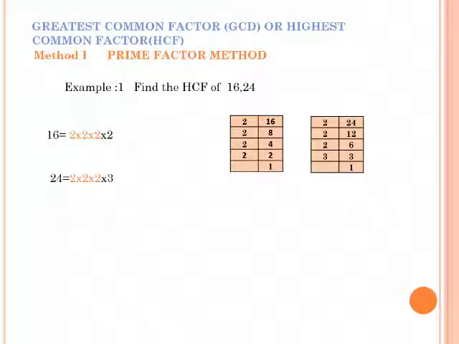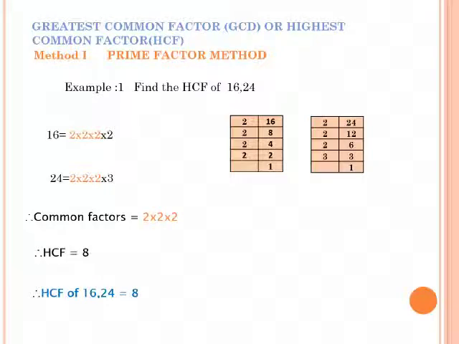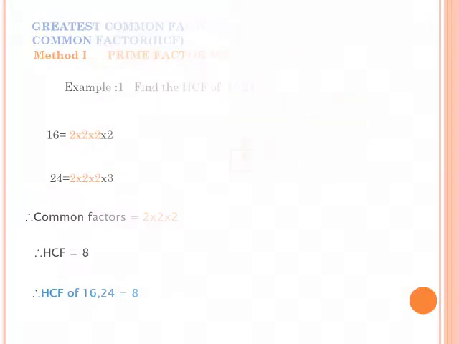Now compare both the factors. Underline or circle or go on cancelling the common factors. In my case, I have shown the common factors with a common color. So here you have 2 into 2 into 2. These are the common factors. Now the product of common factors determines the HCF of the numbers. That is, the highest common factor will be 8. You will be more clear.